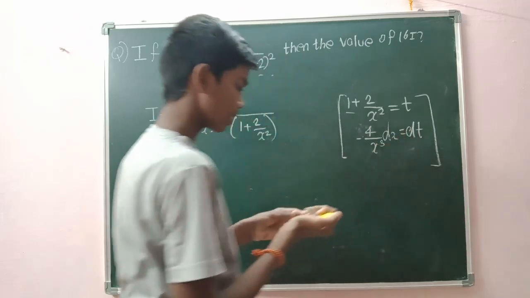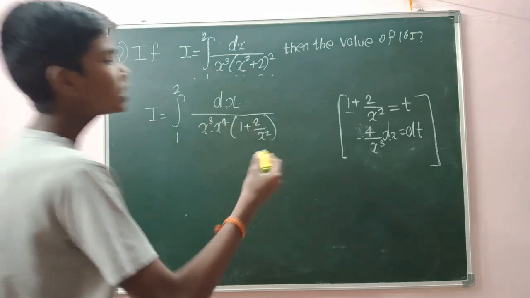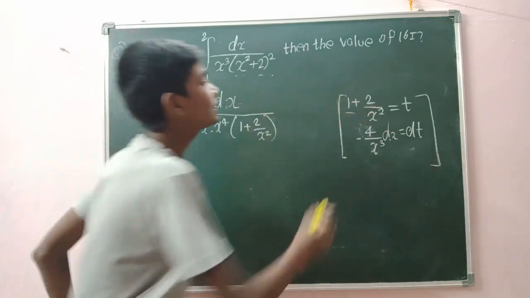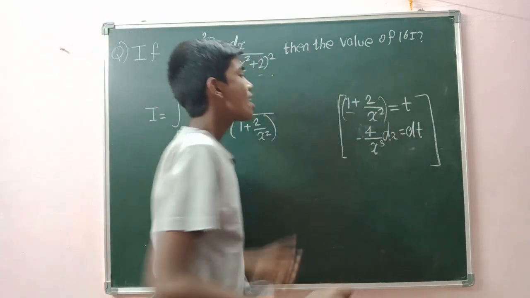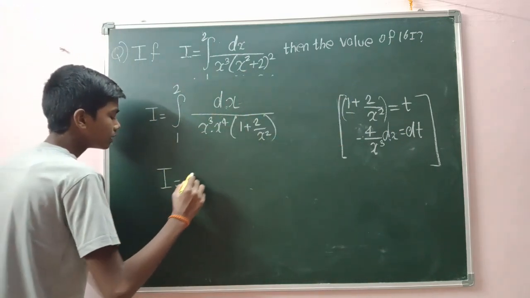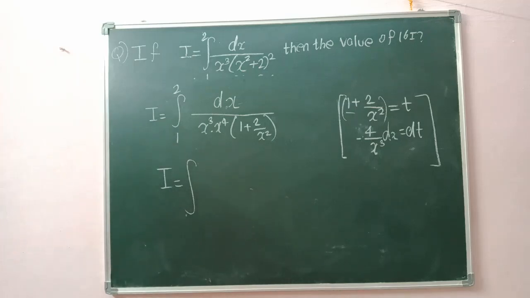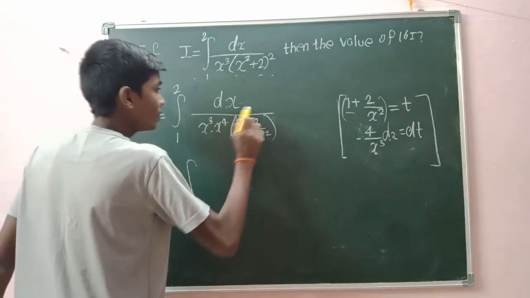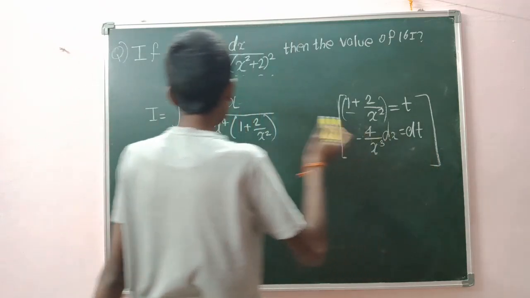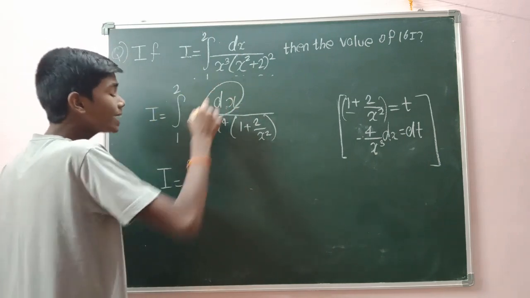Don't forget this, okay? You should write it in terms of dx. That is very, very important. So minus 4 by x cube of dx will give us dt when I take the value of t as 1 plus 2 by x square. And now let us apply this substitution in this integral. When I apply the substitution, listen very carefully. We know that minus 4 by x cube of dx is dt, and we are having dx by x cube, correct now?